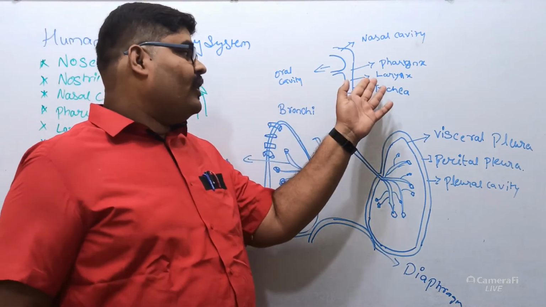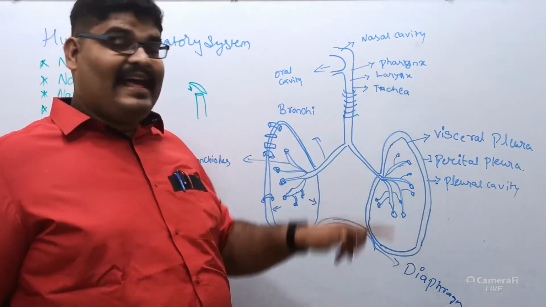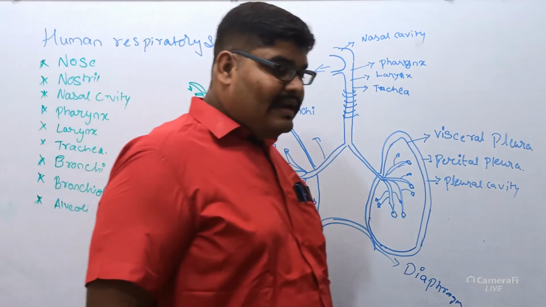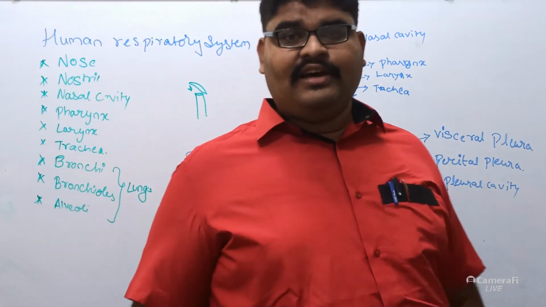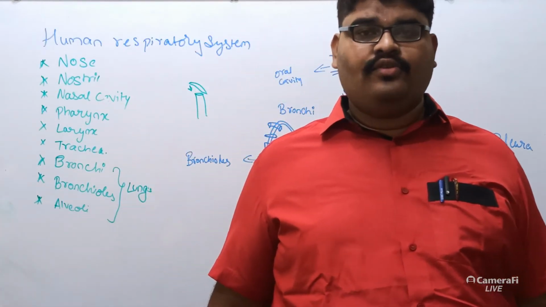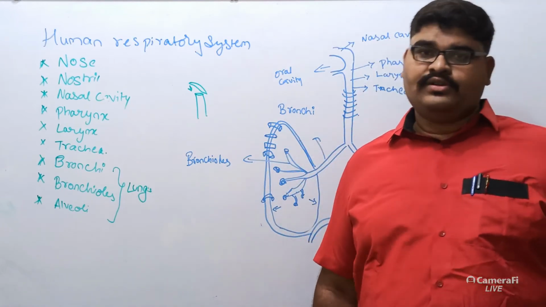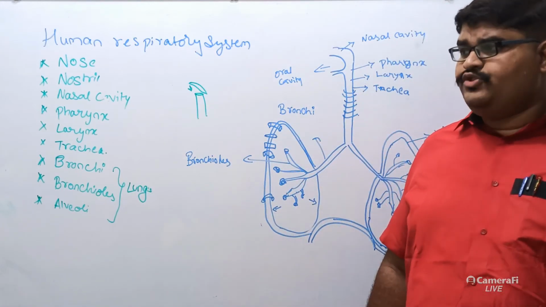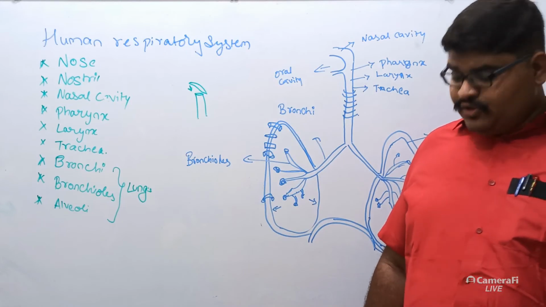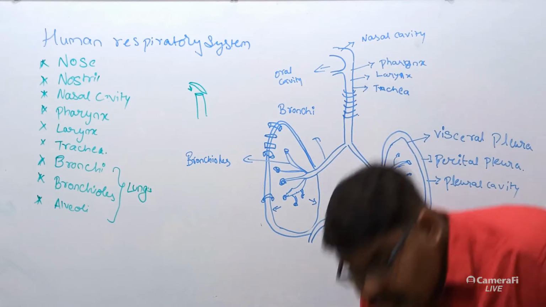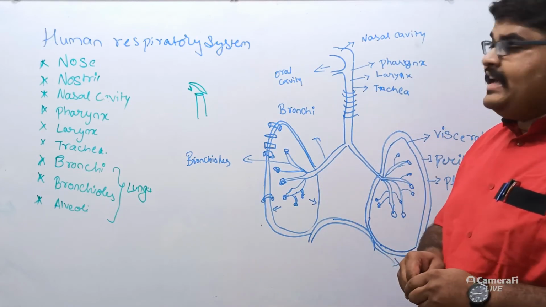And after the glottis and epiglottis, we have the larynx. Actually, the larynx is the voice box, or in common words you say it is a sound box. So what role does this larynx have in respiration?